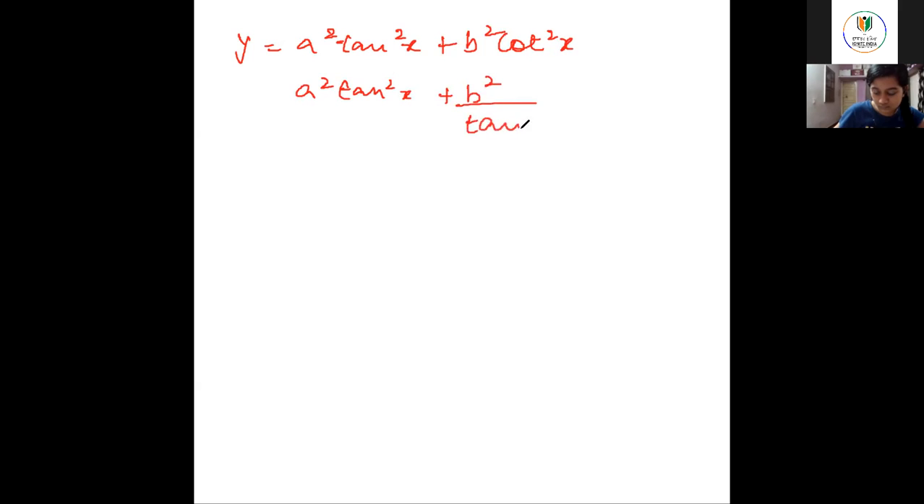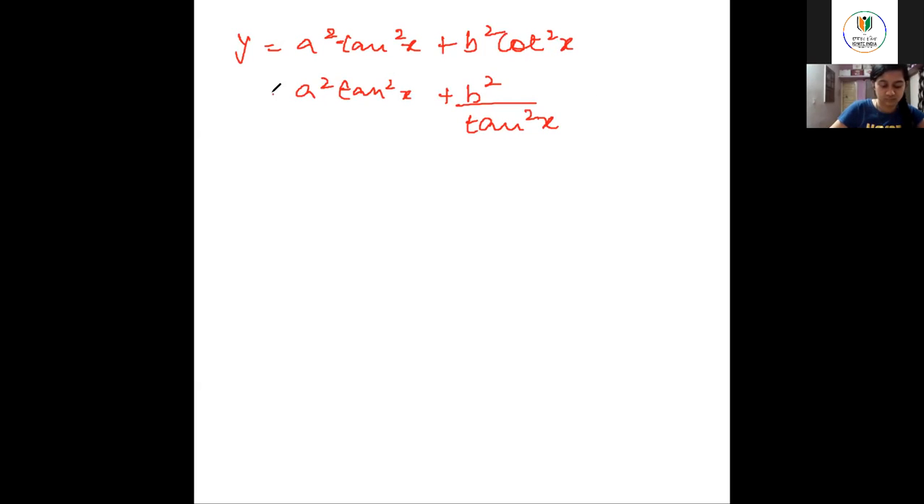Let's take this illustration, y is equal to a square tan square x plus b square cot square x. Same rule, we have to convert the whole function into one trigonometric ratio. Let's take tan, because we know more formulas for tan than cot. Then it is b square by tan square. This is fine.